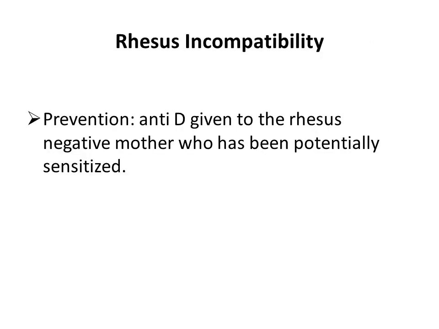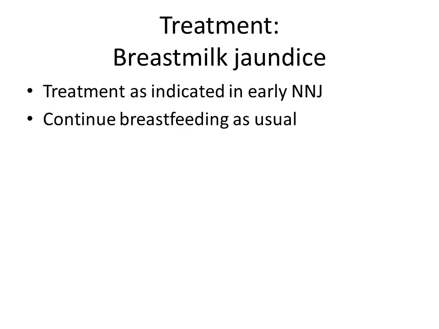In Rhesus Incompatibility, anti-D is given to the rhesus-negative mother who has been potentially sensitized. Hyperbilirubinemia can also be divided into unconjugated and conjugated. The unconjugated hyperbilirubinemia is due to increased breakdown of red blood cells.